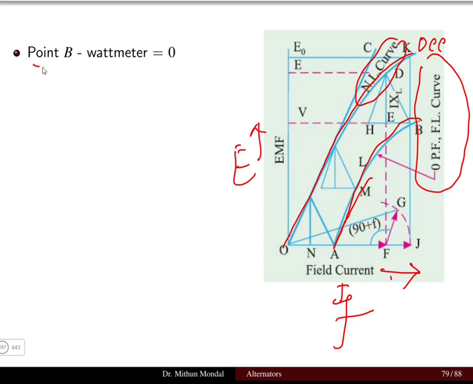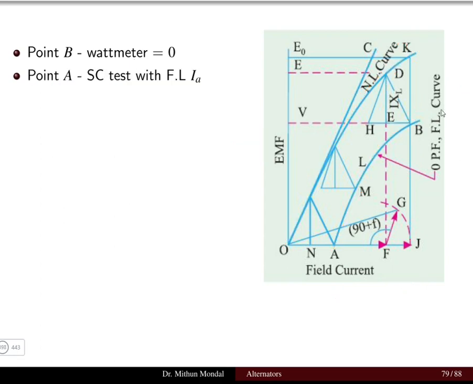First, point B is the reading where the wattmeter reading is 0. We first denote the point B where the wattmeter reading is 0, no reading is coming, and point A is basically the short circuit test with the full load armature current. So here the value OA is basically the short circuit test which is giving you the full load armature current.